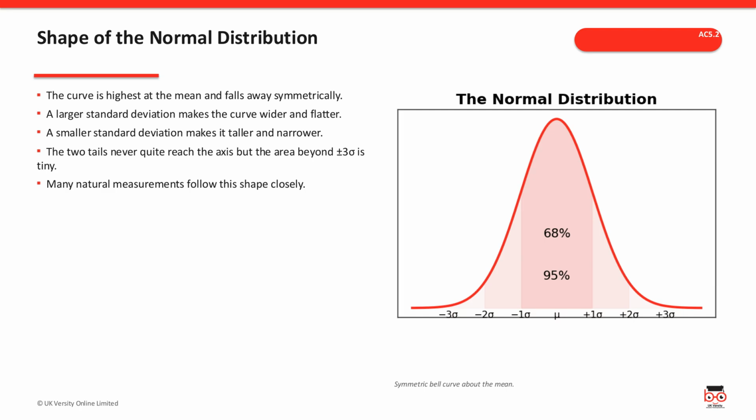Let's dwell on that shape. The curve is highest at the mean, and falls away symmetrically on both sides. A larger standard deviation makes it wider and flatter. A smaller one makes it taller and narrower. The two tails edge ever closer to the axis, but never quite touch it. And the area beyond 3 standard deviations out is truly tiny. It's a shape that turns up again and again because so many natural measurements follow it closely.